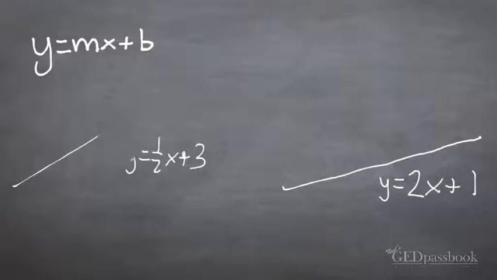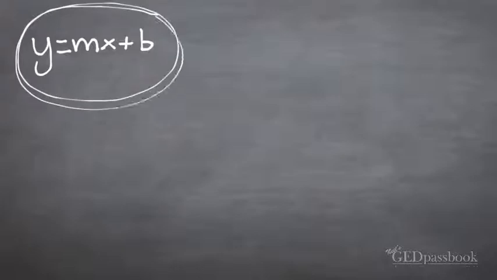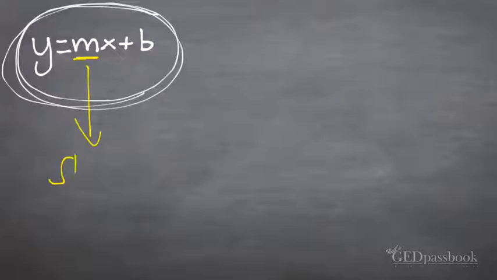But all I really want you to first grasp is, when it comes down to the famous linear equation, y equals mx plus b, the m is slope. The m is the slope.